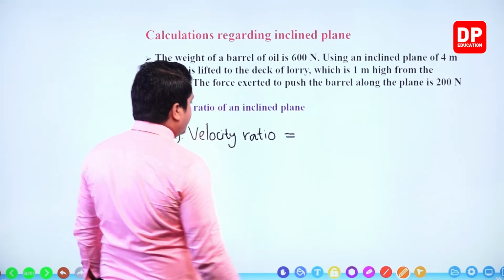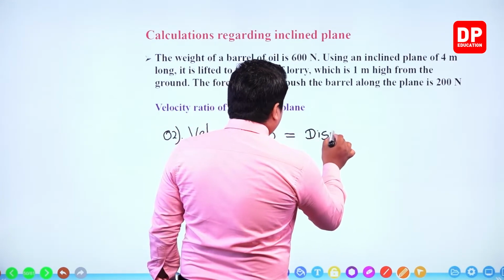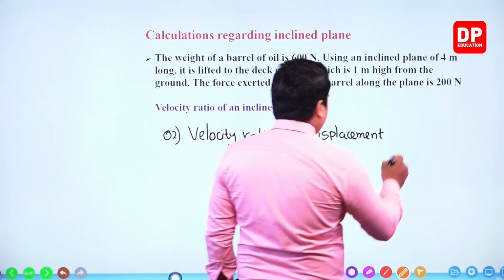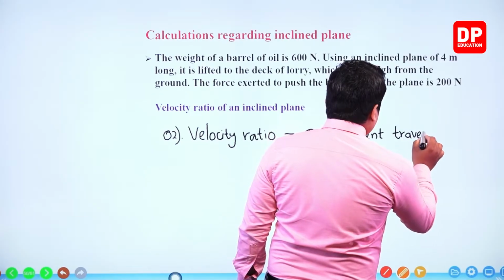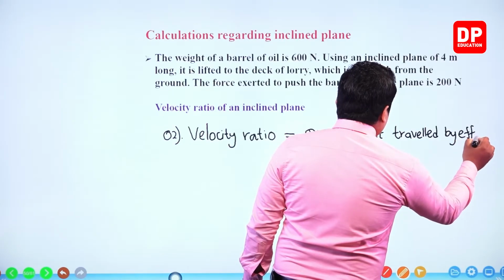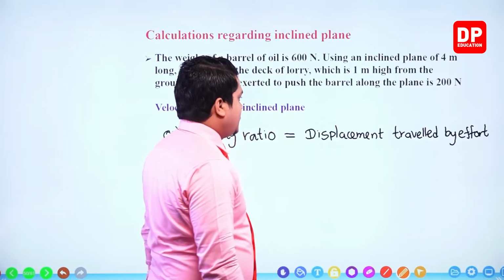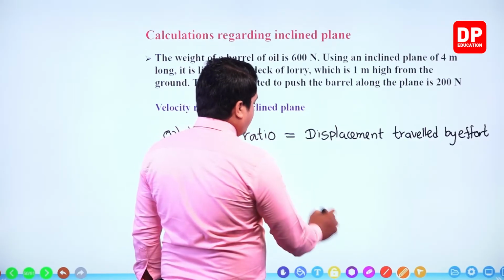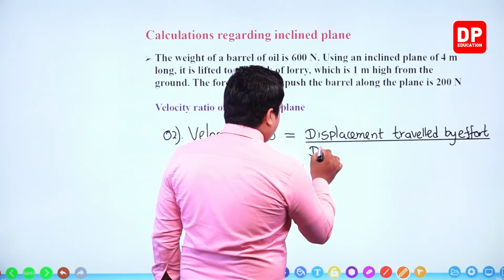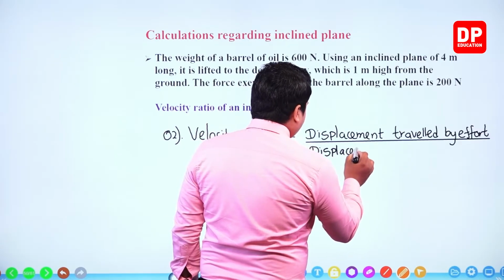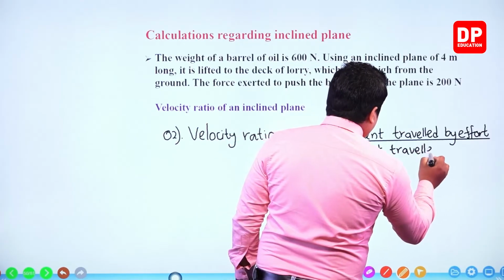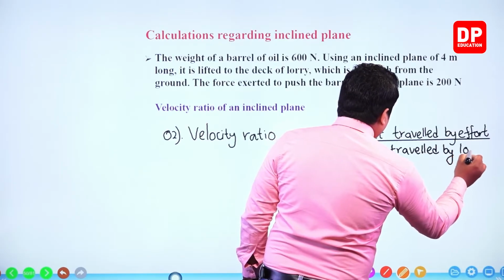Velocity ratio is equal to displacement traveled by the effort divided by displacement traveled by load.